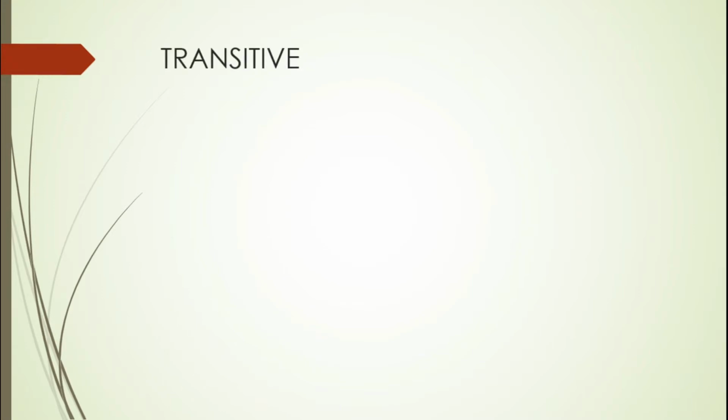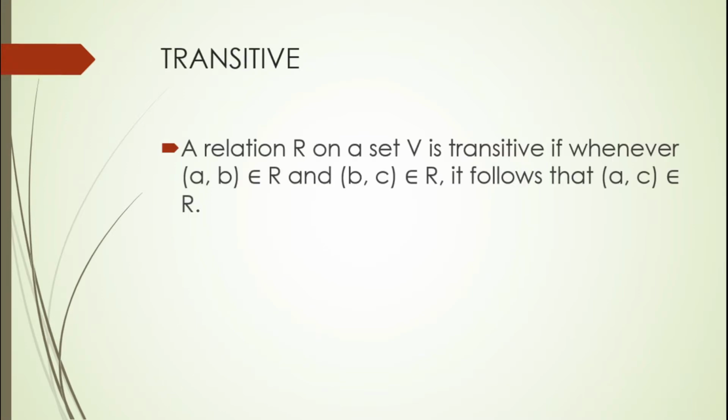Transitive. A relation R on a set V is transitive if whenever (A, B) is an element of R and (B, C) is an element of R, it follows that (A, C) is also an element of R.